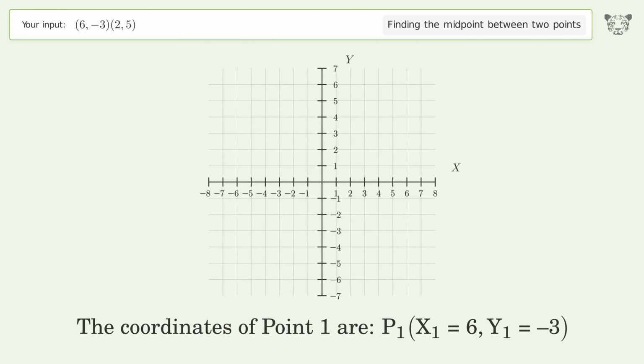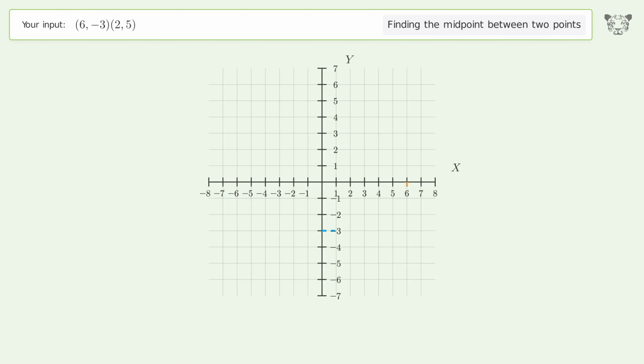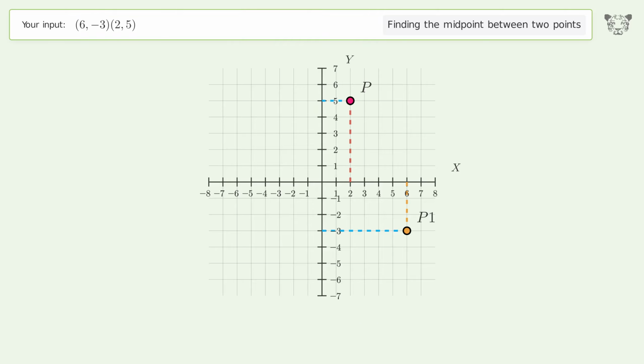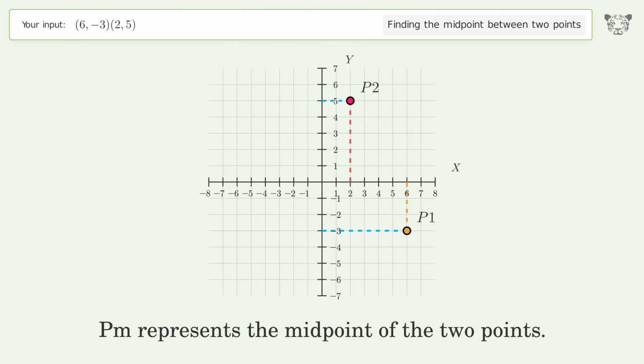The coordinates of point 1 are x1 equals 6, y1 equals -3. The coordinates of point 2 are x2 equals 2, y2 equals 5. PM represents the midpoint of the 2 points.